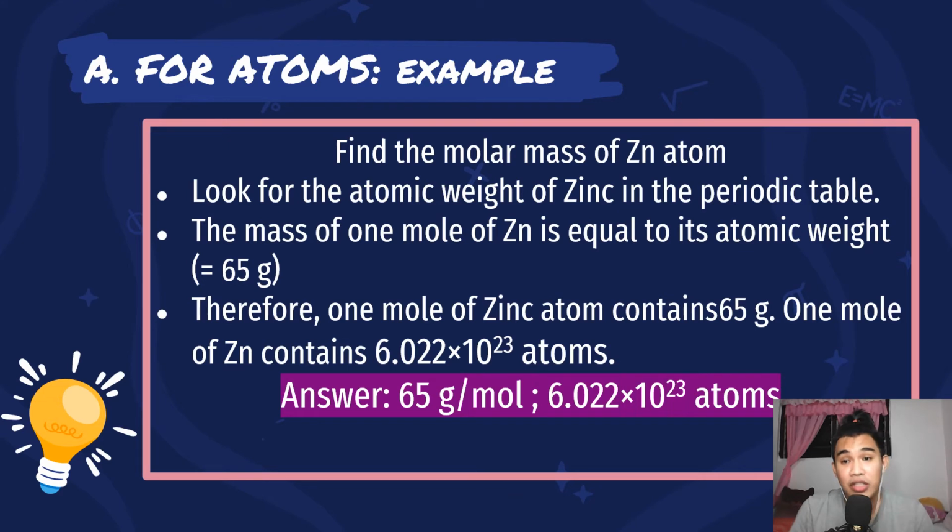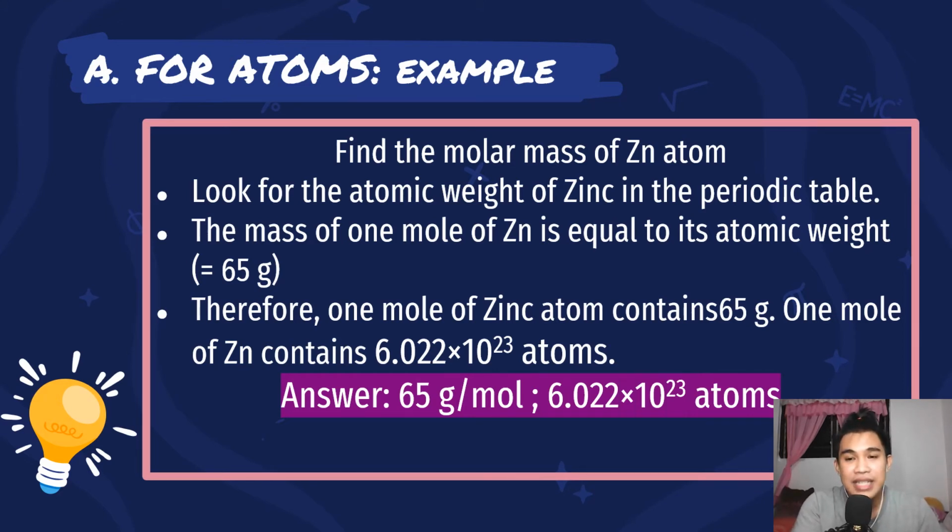And since we are talking about atomic weight, it is equal to 65 grams. Therefore, 1 mole of zinc atoms contains 65 grams. And 1 mole of zinc contains 6.022 times 10 raised to the power of 23 atoms. So that could be represented as, for 1 mole of zinc atoms, 65 grams per mole, and it has 6.022 times 10 raised to the power of 23 atoms. So that is for atoms.